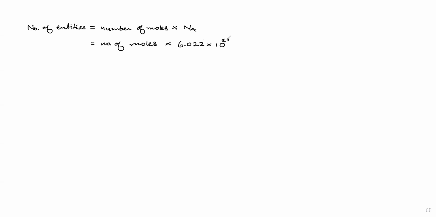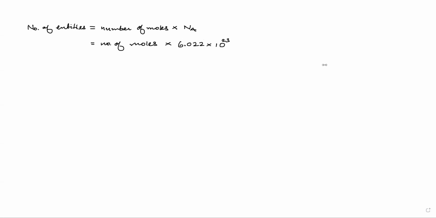So in the last lecture, we ended with number of entities is equal to number of moles into Avogadro's number, that is Na, and we can also write this as number of moles into 6.022 into 10 to the power 23. Correct? Yes, Mahima and Shri? Yes, sir.